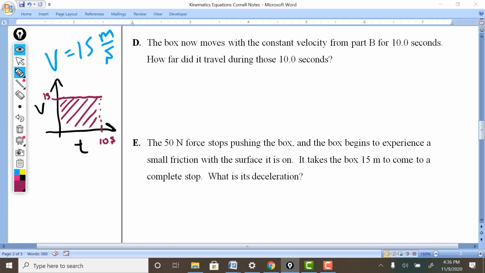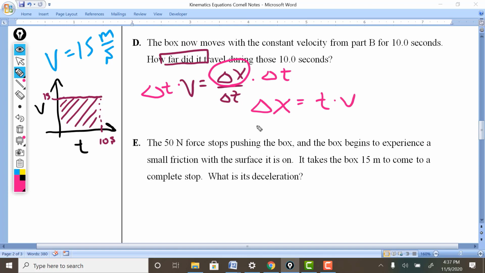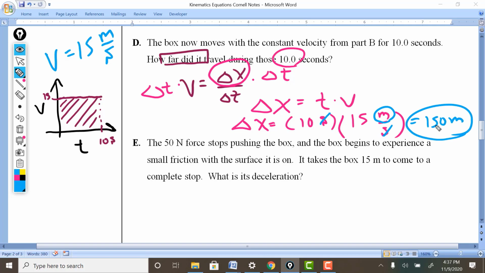But let's say you don't know how to draw this. Well, recall that V is equal to displacement over time. And if I want to get the displacement, how far did it travel, I'm going to solve for delta x. I want to get this by itself, so multiply both sides by time. The t is 10 seconds. The velocity was 15 meters per second. Seconds cancel out, we're left with meters, and you get 150 meters. Now, of course, if you would have drawn a free body diagram or a motion diagram, then you would have also recognized, hey, this is a rectangle, 10 times 15, 150.